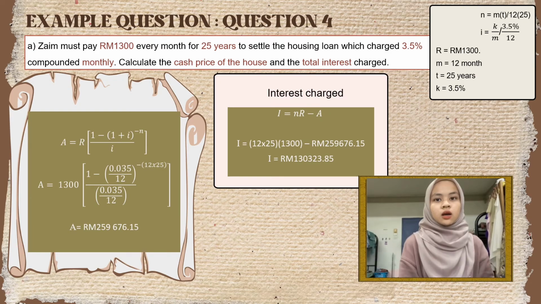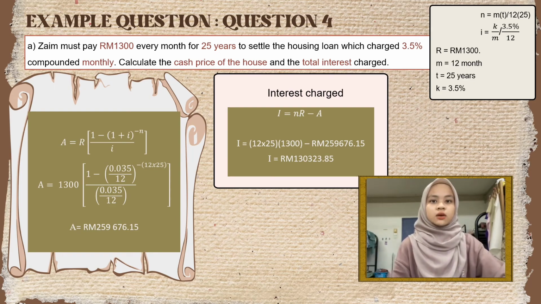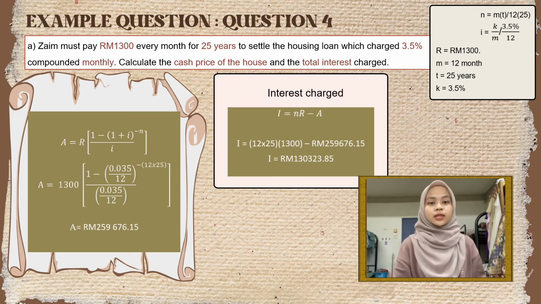So for this question, we are going to use the present value formula, which is A = R[(1 − (1 + i)^(−n)) / i]. So R is 300, [1 − (1 + 0.035/12)^(−12 × 25)] over (0.035/12). So the answer will be RM 59,676.50.